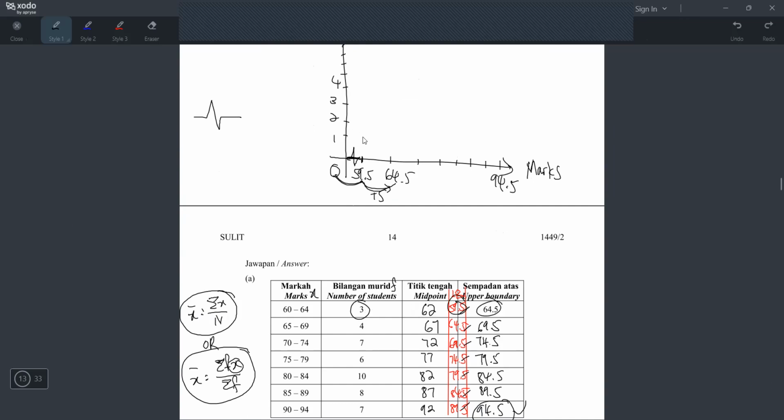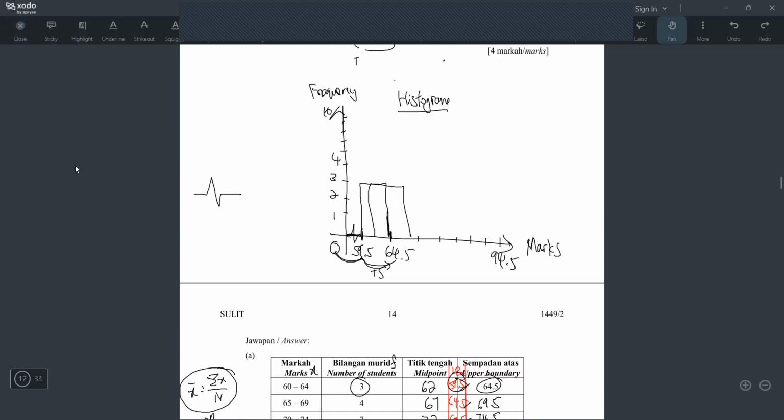64.5. The frequency is 3. So apa you buat? 59, 64 naik sampai 3 macam ni. And look at the kaki. Where is the kaki? The kaki is dekat mana? 59.5, 64.5. Because some students when they draw like this, I don't understand why. The kaki kena dekat mana?